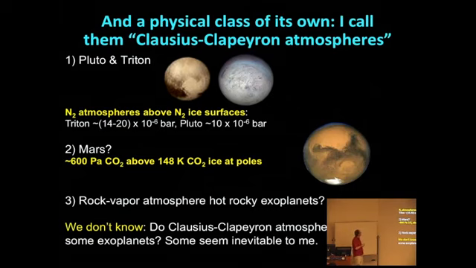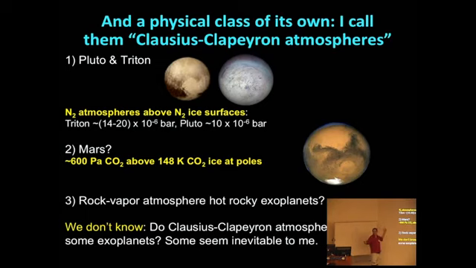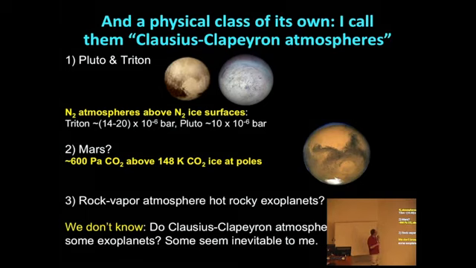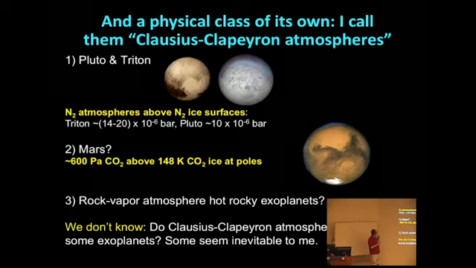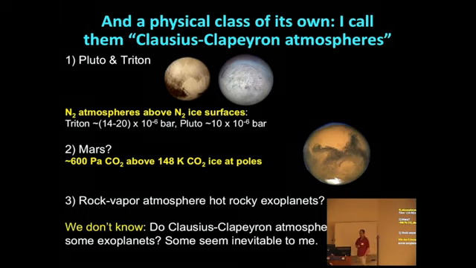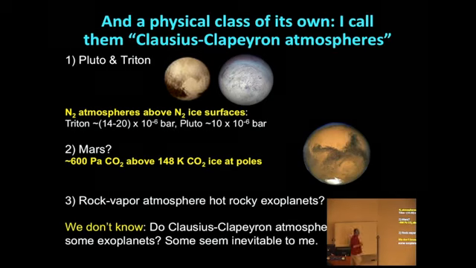These are atmospheres where basically the whole atmosphere is in equilibrium with the surface. And we have some examples in the solar system. Nitrogen atmospheres above nitrogen ice surfaces, Triton and Pluto are those examples. It definitely isn't in equilibrium.